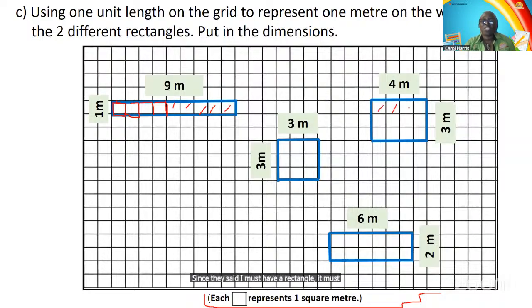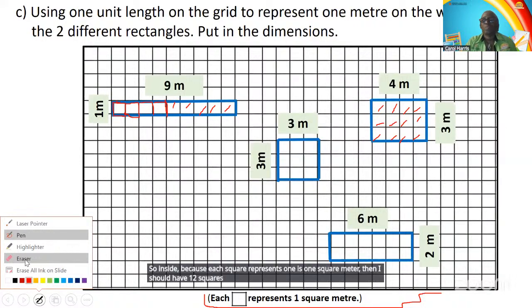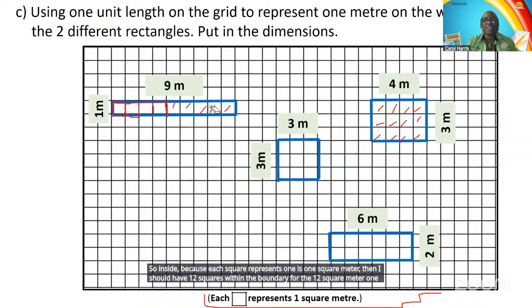Since they said it must be a rectangle, it must be a rectangle. I could have had other shapes, but they said it should be a rectangle. Notice that the 12 square meter one has 12 squares in all. You can literally come up with the 4 by 3 and the 6 by 2. Because each square represents 1 square meter, I should have 12 squares within the boundary for the 12 square meter one and 9 squares within the boundary for the 9 square meter rectangle. Great, thank you for that reinforcement, Mrs. Williams.